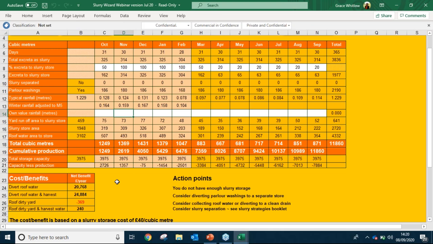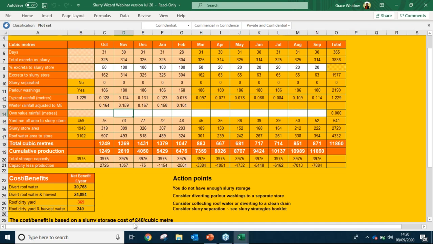One of the simple, easy, quick wins is to do something about the roof water that's draining into the slurry lagoon. We can divert the roof water, mend all the gutters, send that away elsewhere, and that will give us a cost benefit of something over £20,000 a year. Now that figure is based on the cost of providing the guttering, but it's also based on the cost of supplying the slurry storage capacity that is required to hold that roof water.